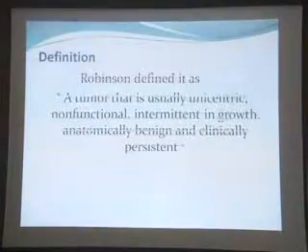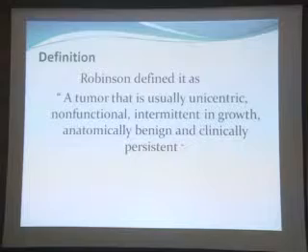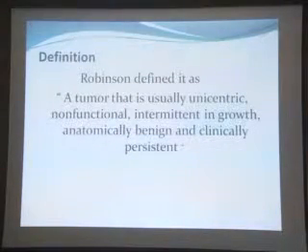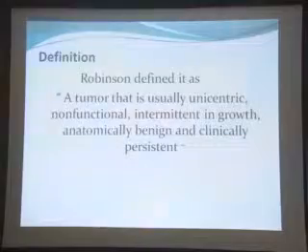By definition, Robinson first defined it as a tumor that is usually unicentric, non-functional, intermittent in growth, anatomically benign and clinically persistent. So the pathophysiology of this ameloblastoma is explained well in this definition. Usually unicentric. What do you mean by unicentric? It begins as a single centric lesion. It is non-functional. Why is it non-functional?